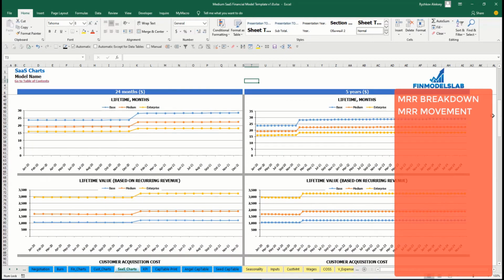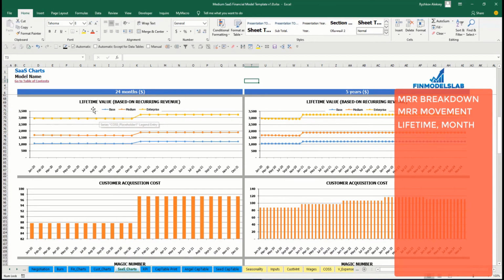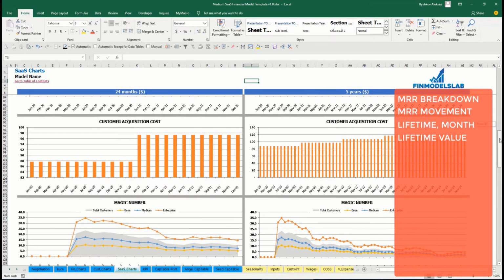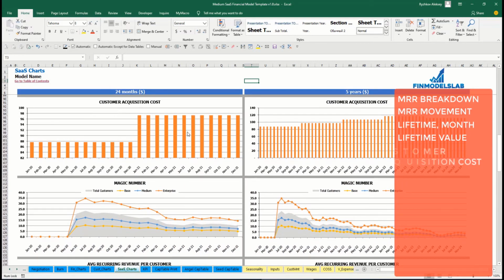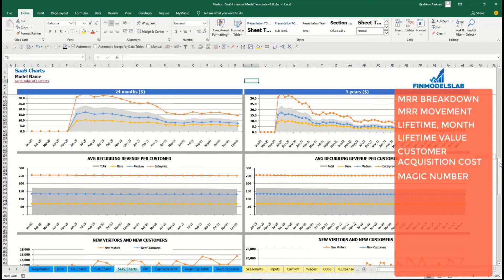On the next couple of charts you will see the lifetime in months of the base, medium, and enterprise customers. The next couple of charts will show you the lifetime value broken down by offerings. The next chart will show you the customer acquisition cost by months for the 2 years and for the 5 years. The magic number is broken down by base, medium, and enterprise, and for the total customers. The magic number shows you the efficiency of using marketing expenses in terms of the acquisition of new bookings.